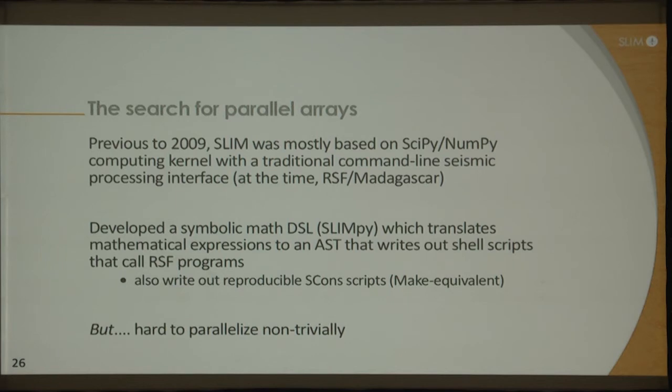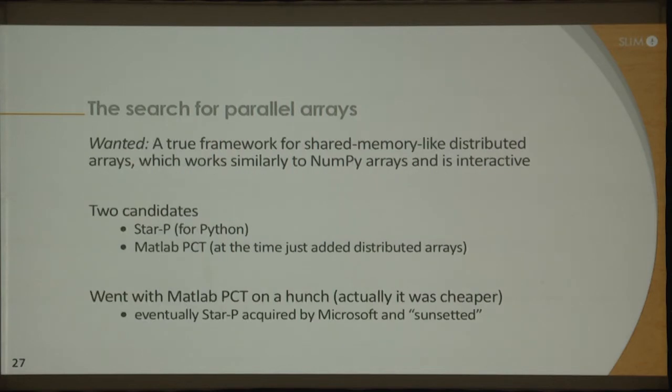And so that's what we use to write our kernel, and then our interface is like most seismic utilities, right? At this time, we chose ours to be the same as RSF or Madagascar. We even had a symbolic math, domain-specific language, which is called SymPy, which translates math expressions and then basically translates them into shell scripts that call seismic routines.